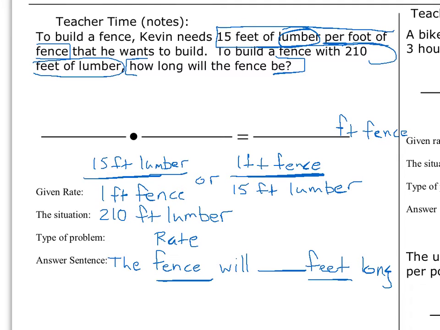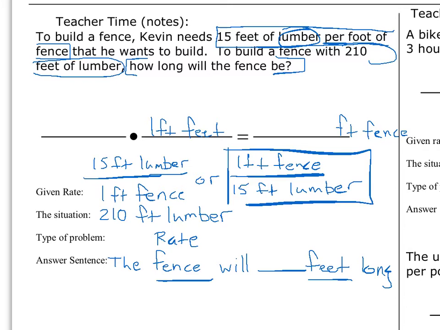I'm going to pick my rate that's going to match this. By match this, I mean if we want feet of fence on top, I need to pick one of these two rates. Please show me the fingers given rate number 1 or given rate number 2. Which one of these do I want to box in and use here? So I definitely want to match it up with my feet of fence. So I have 1 foot of fence over our 15 feet of lumber.